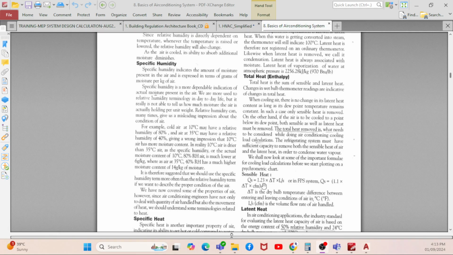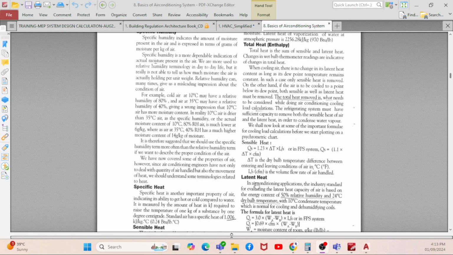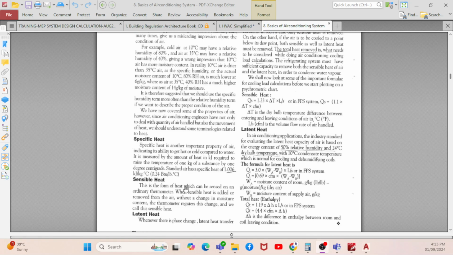How to calculate sensible load, there is an equation. There is a latent load, how to calculate, there is an equation. Specific heat, sensible heat, latent heat, everything has equations. We will see in coming days. Whenever I'm going to calculate latent load, what is the formula I will be using, right?